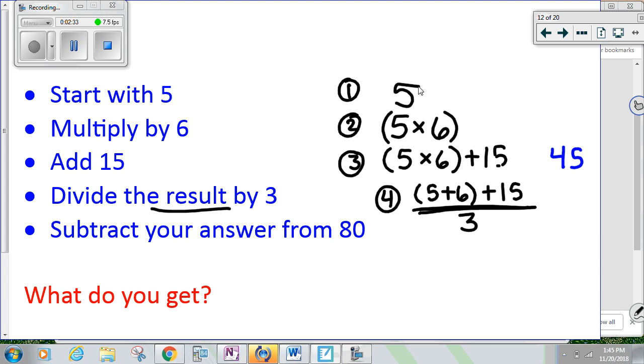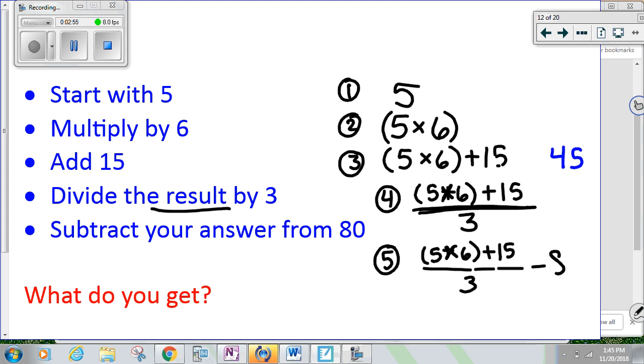Everything divided by 3. Subtract your answer from 80 is my last step. Step 5, subtract your answer from 80. So would it be right to do this? Oops, that's supposed to be a times. Sorry for the mistake. So 5 times 6 plus 15, all divided by 3.